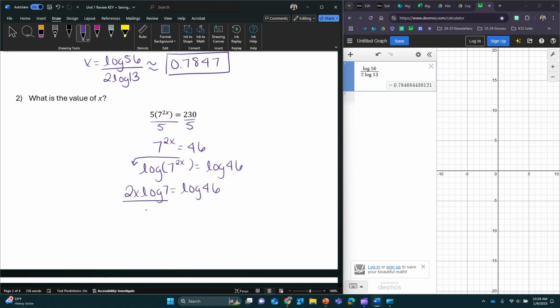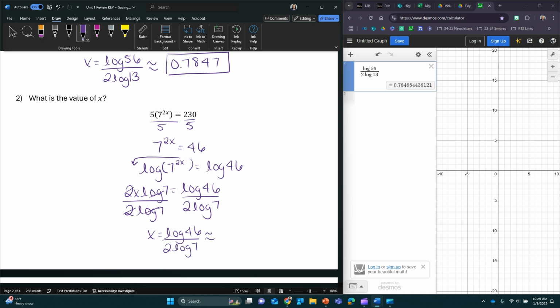So I'm going to go ahead and divide both sides now by whatever is going to help me isolate x. So I need to divide by everything but x. So I have 2, and then I have log 7, and I'm going to divide both sides by that 2 log 7. And then here you can see that's going to leave me with just x. So I have x equals log 46 divided by 2 log 7.